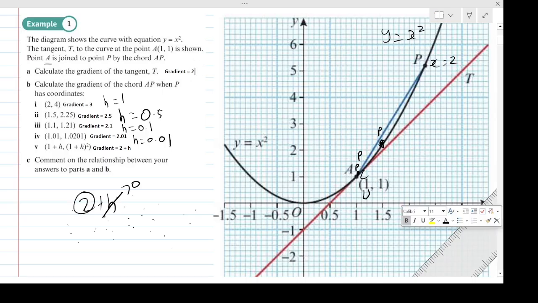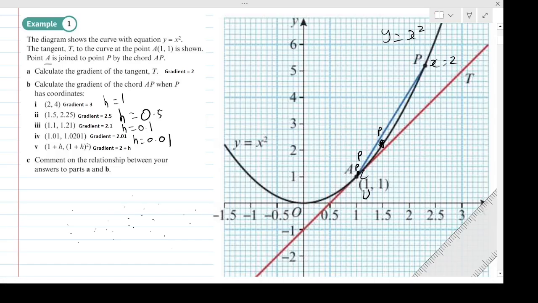Well, there we are then. So now we've got this idea of moving the point closer and closer to a point A on the curve. We can find the gradient at the point in this way. Right, so hopefully that sets the scene for the idea of what we're going to be looking at.